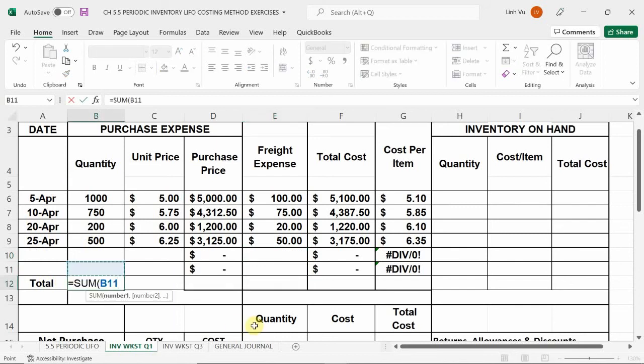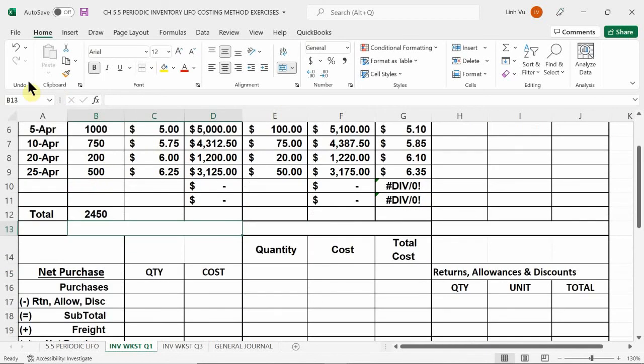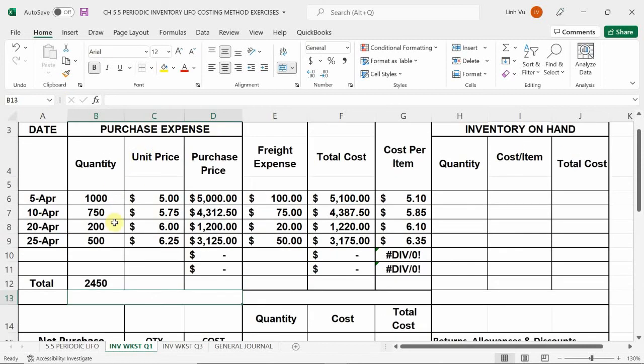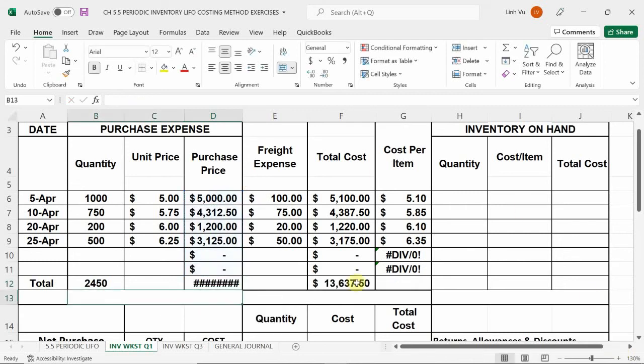Okay. Now in this case, I'm going to tally up my quantity. So I have a total of 2,450, right? We know that from our previous inventory worksheet. Okay. Right, from the previous example that we did earlier yesterday. And for any reason that you have a bunch of pound signs, it just means that your window's just too small.